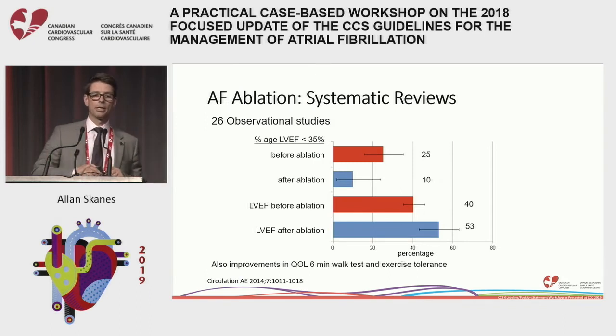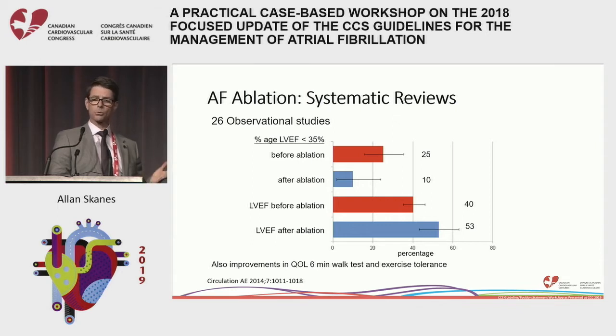Shortly after that, there became a number of meta-analyses, and I'll show you one. This is based on 26 observational studies that looked at patients who had undergone ablation or had not undergone ablation, and you can look at what happens to their ejection fractions. So in the top two bars, those with ejection fraction less than 35% went down dramatically. So before ablation, a quarter of patients had poor ejection fraction, down to 10% afterwards. And likewise, if you look at the ejection fraction before ablation and after ablation, there seemed to be an impact.